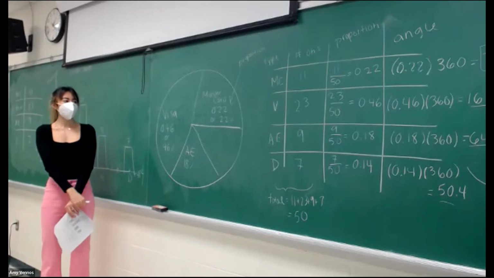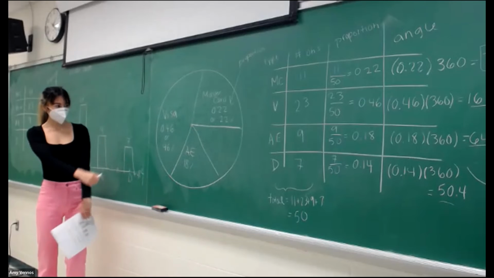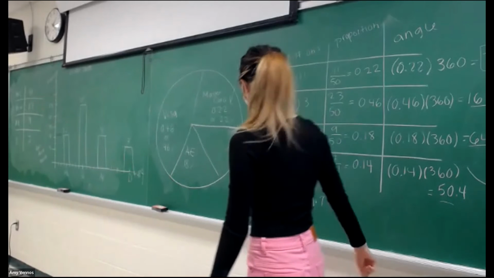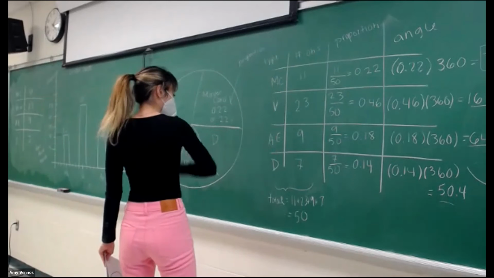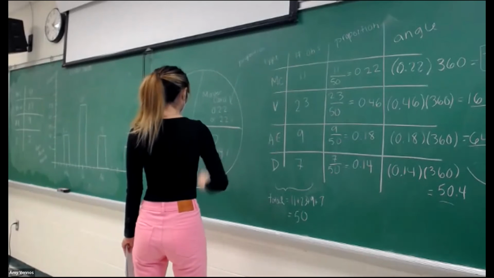When we get to our last category, we don't really have to do anything, right? Mainly because this angle is what's left, right? So discovered, we don't really have to measure anything. You should get 15%.